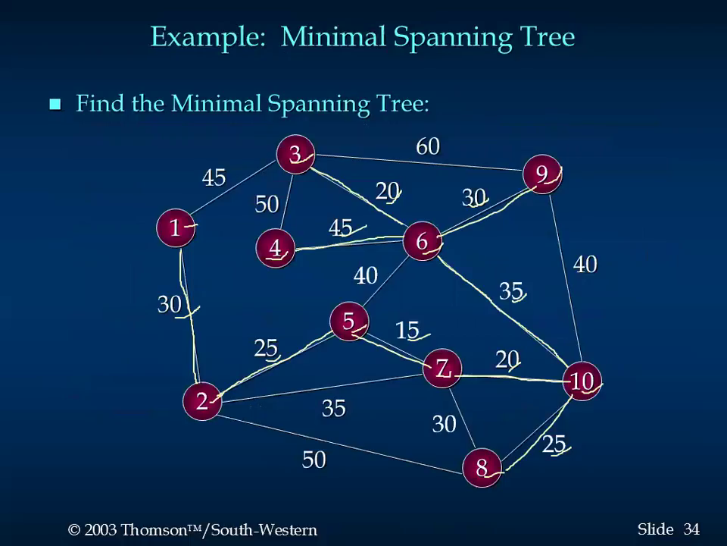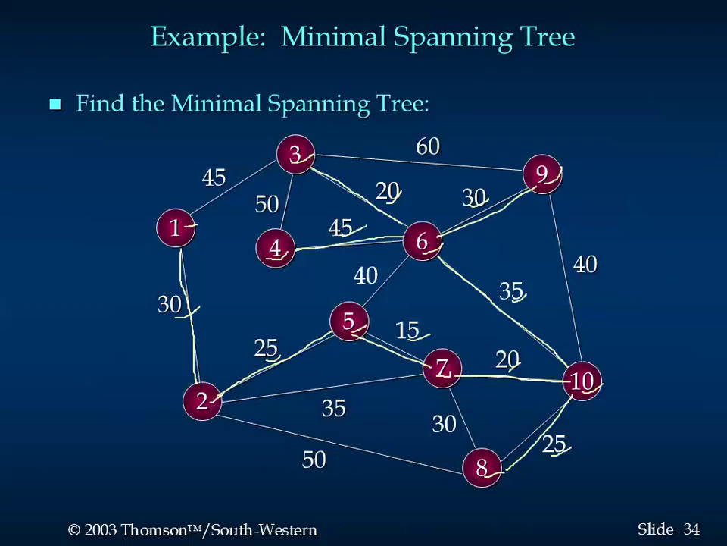So, for example, here, let's start with node 1. May as well start with node 1. Node 1 is connected only to nodes 2 and 3, correct? So we choose the one which is closest. Node 2 is 30, node 3 is 45. So which one do we choose? Node 2. So now the connected nodes are 1 and 2. All the others are unconnected.